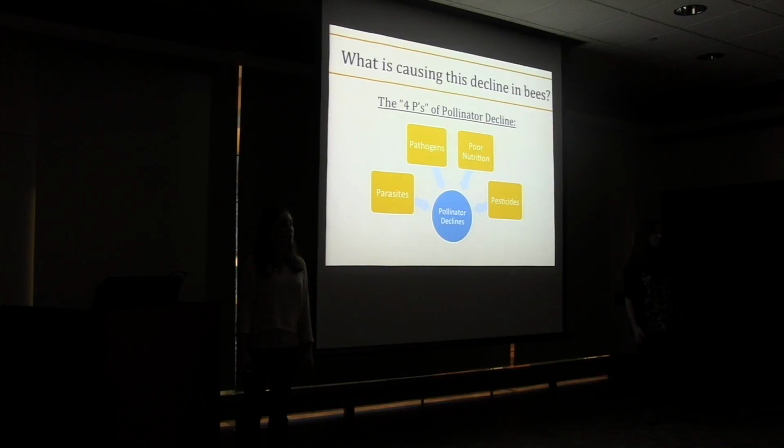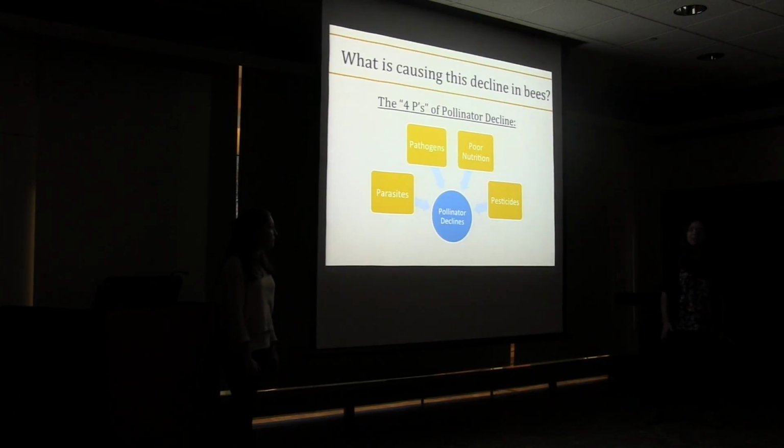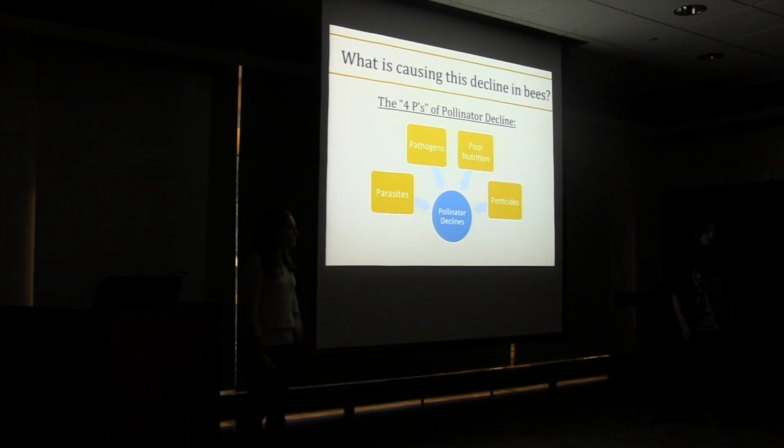So when we talk about this decline, it would be easy to try to simplify it, and so that's what has been done in terms of the 4 Ps of pollinator decline. There are 4 different factors: 1, parasites, 2, pathogens, 3, poor nutrition, and 4, pesticides. Each of these separately can affect pollinators' health and fitness, but when interacting, they can be incredibly destructive. So if you look at all of these 4 factors together and the interactions between them, that's where we're really seeing the decline of these populations.